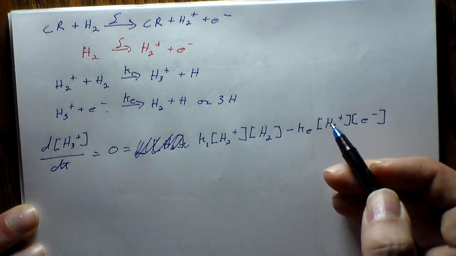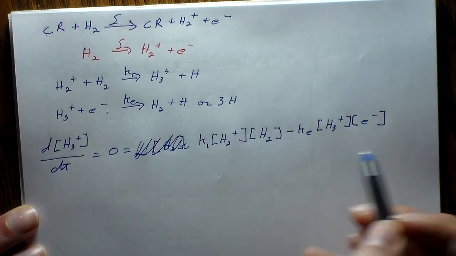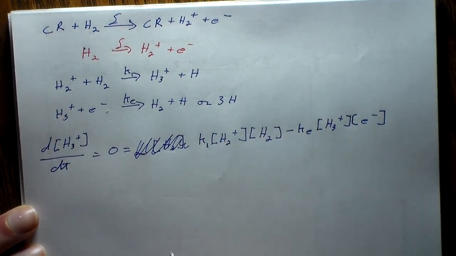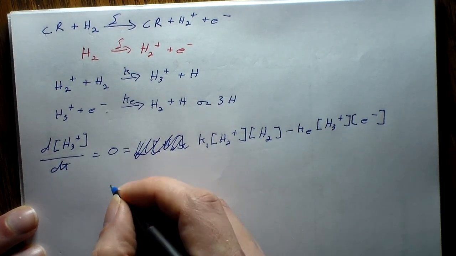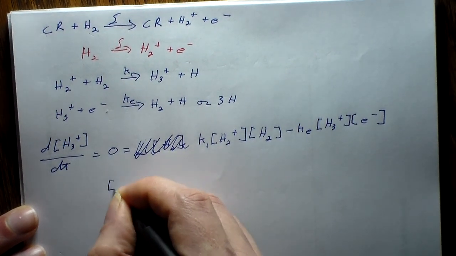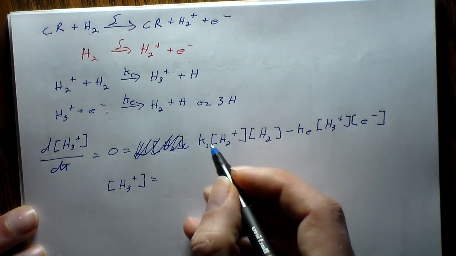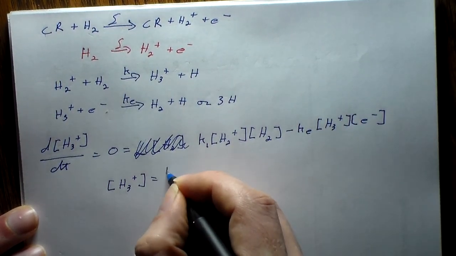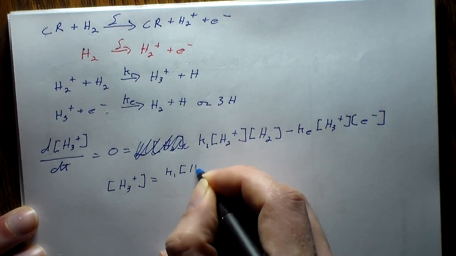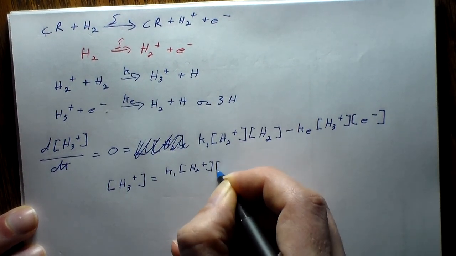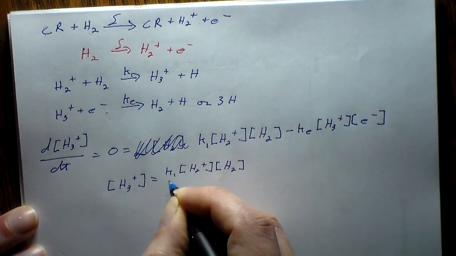Okay. So we want to figure out the H3+ concentration. It's just a little simple algebra. Just have to move things to the other side and divide. So we wind up here getting my H3+ as equal to what I'm going to call my K1 times the H2+ times the H2.